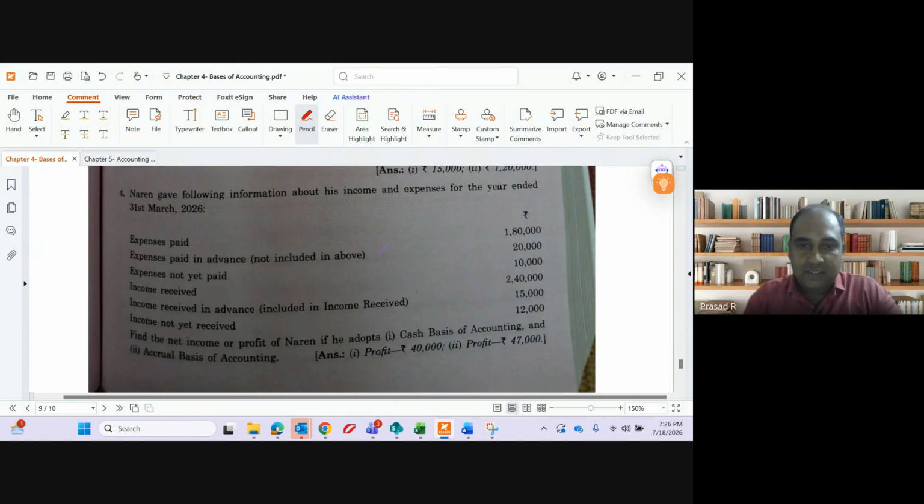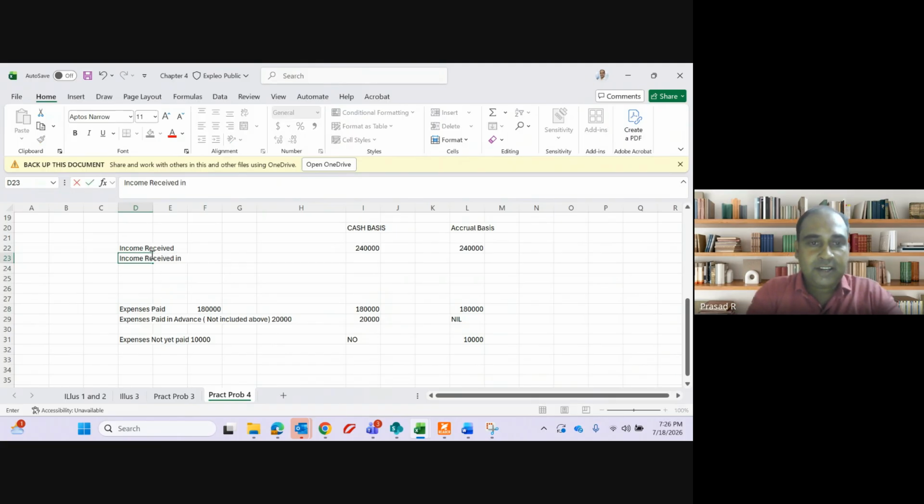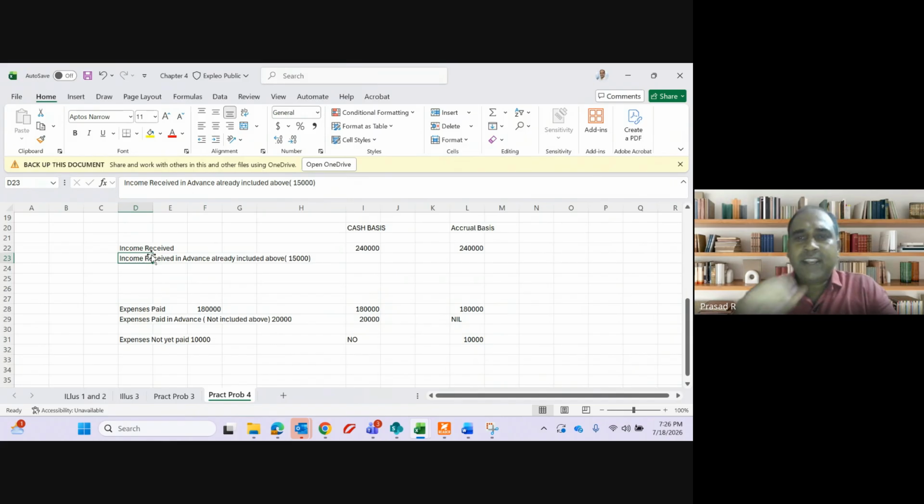Income received in advance. Read the word carefully: income received in advance, included in income received, already included in 2,40,000. So we have to be careful here. Income received in advance, already included above, is how much? What is the amount? 15,000. Okay.